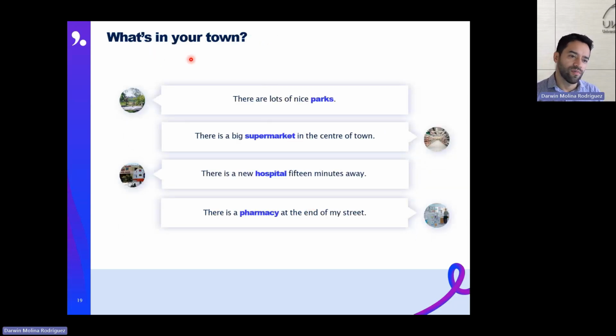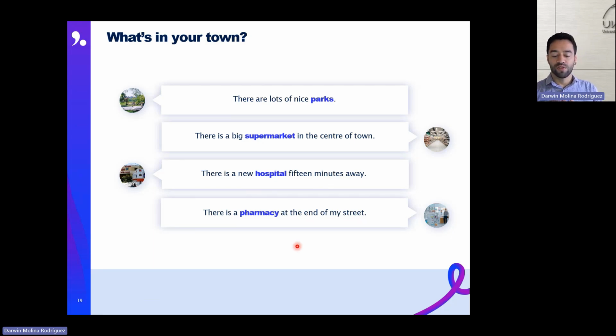What's in your town? There are lots of nice parks. There is a big supermarket in the center of town. And there is a new hospital 15 minutes away. And there is a pharmacy at the end of my street.